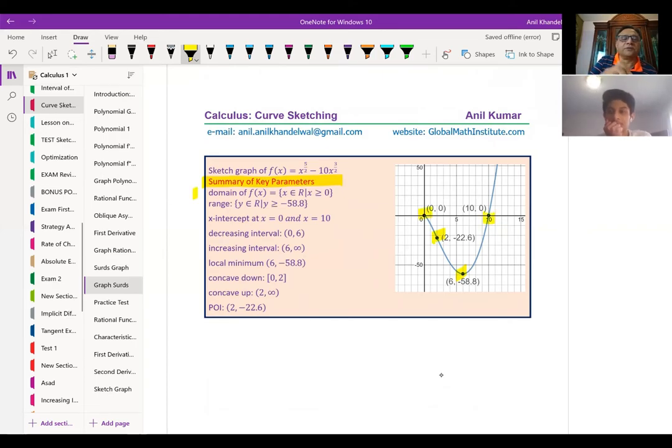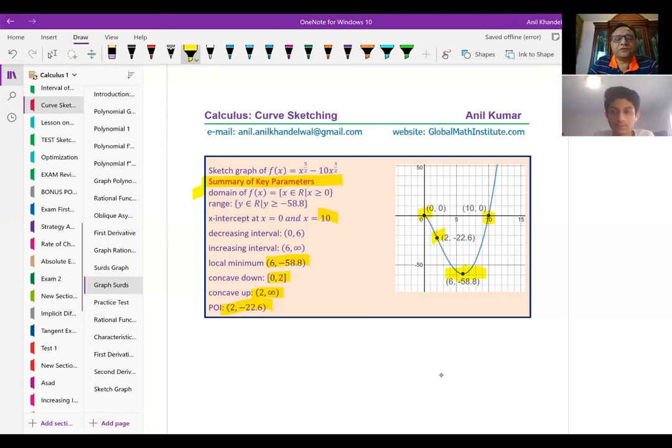Can you please read the summary of what we have got? Yes. Our domain of f of x is x is an element of all real numbers where x is greater than or equal to 0. Our range is y is an element of all real numbers where y is greater than or equal to minus 58.8. Our x-intercepts are at x equals 0 and x equals 10. The function is decreasing on the interval from 0 to 6 and increasing on the interval from 6 to infinity. Our local minimum is at 6 comma minus 58.8. It's concave down on the interval from 0 to 2, both included, and concave up from 2 to infinity. And our point of inflection would be 2 comma negative 22.6.